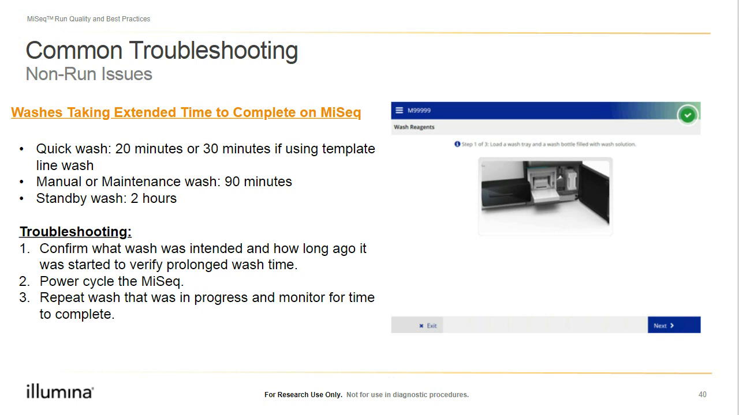In these cases, you can exit the wash, power cycle the MiSeq instrument to reset all communications, and then repeat the wash that was in progress and monitor for the time to complete. If we see the wash complete as normal, that would indicate it's a communications issue and we're good to go ahead and return the instrument to service. If we find that the issue is persisting and we're unable to complete the wash, go ahead and reach out to tech support and we'd be happy to investigate further for you.